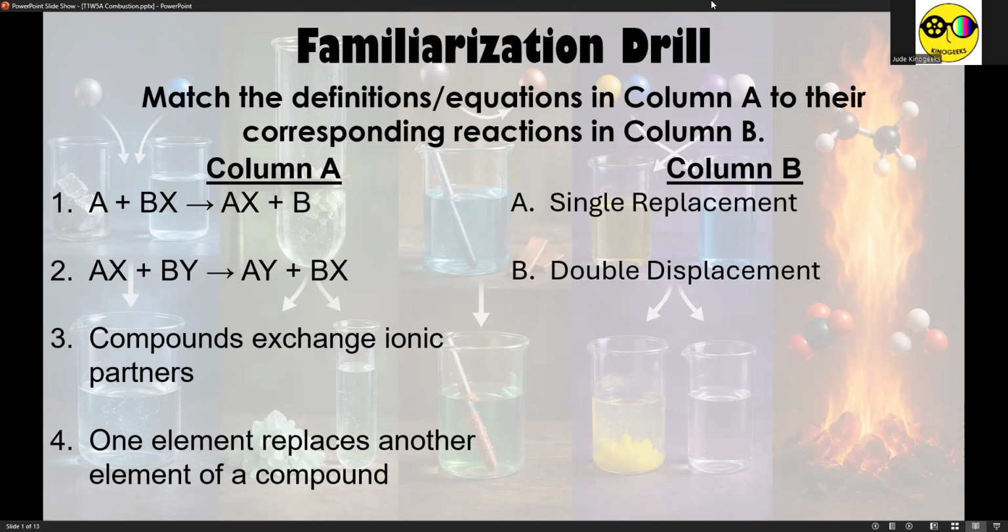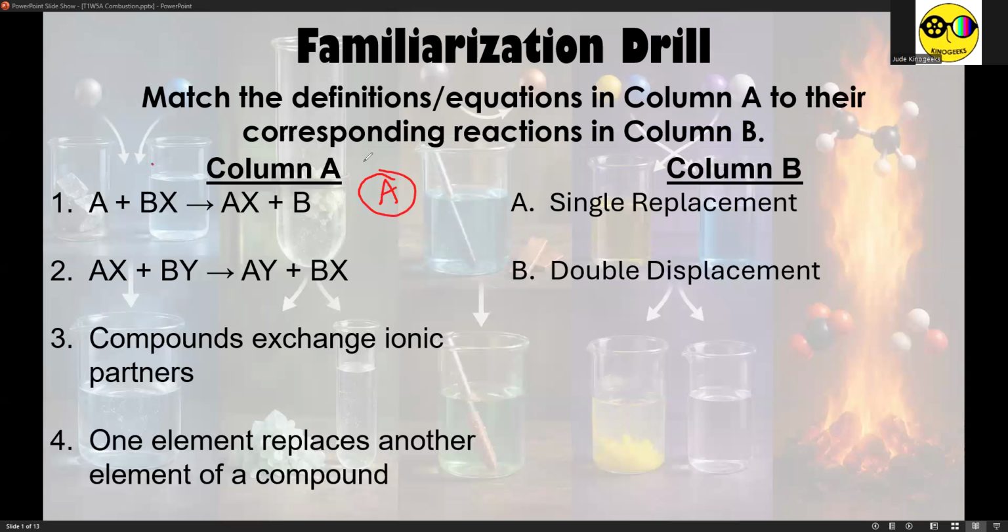So, last Friday, we added two more types of chemical reactions, and these are single replacement and double displacement, respectively. So, I ask you to match the definitions or equations in column A to their corresponding reactions in column B. Okay. So in number one, we have an equation A plus BX forming AX plus B. So you have A replacing B as the partner of X, therefore that's single replacement.